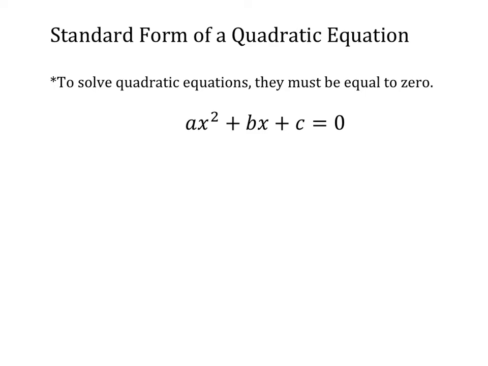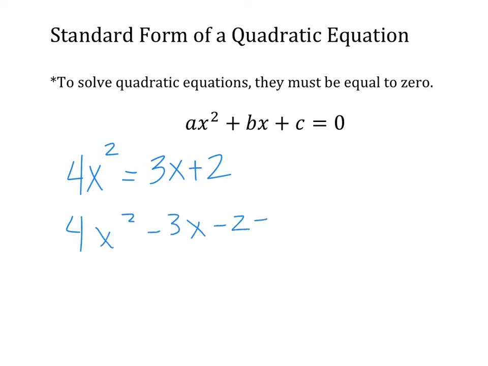And this could be working with other variables. Maybe you use n, p, q, whatever. So the first step is always going to be to put it into standard form. If I had this, 4x squared equals 3x plus 2, I might move everything to the left side, right? So I'll subtract 3x, subtract 2. So I'll have 4x squared minus 3x minus 2 is equal to 0.